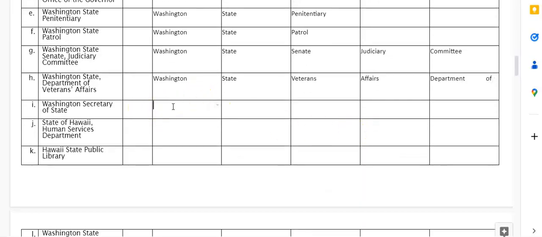For letter I, we have Washington Secretary of State. So I'm using Washington as my key unit because that's the state name. Okay. And now you're going to have to still use state as Unit 2, and Secretary of is going to be next. So Secretary is Unit 3, of is Unit 4.